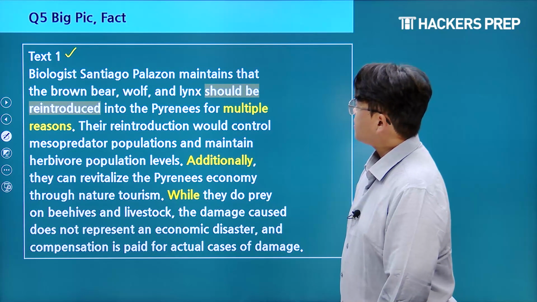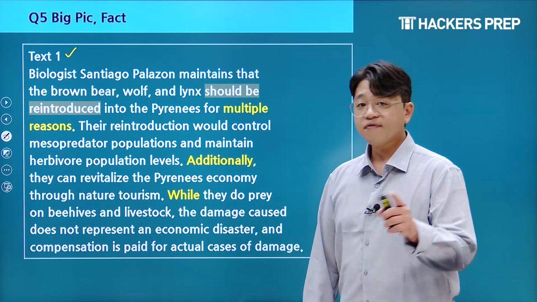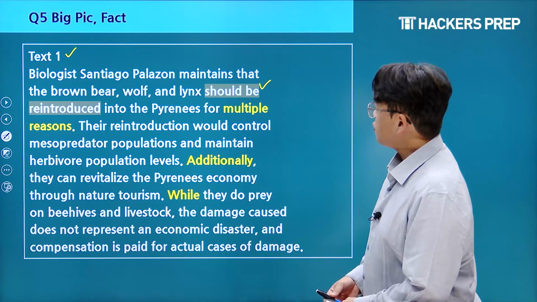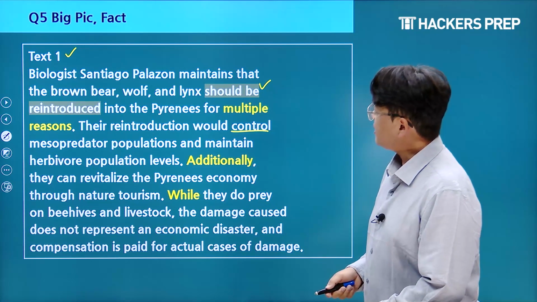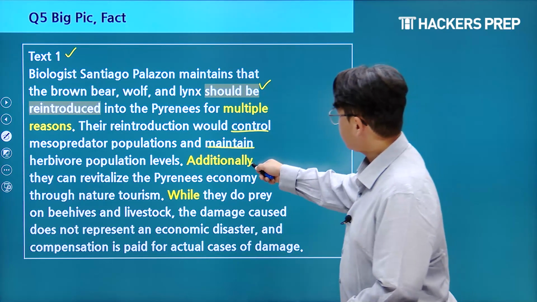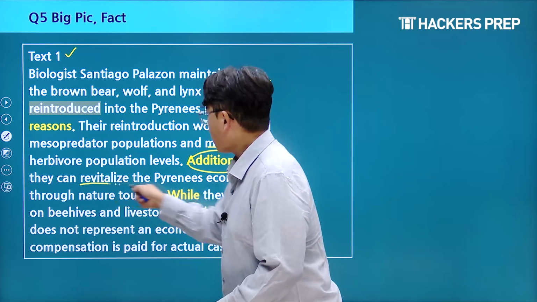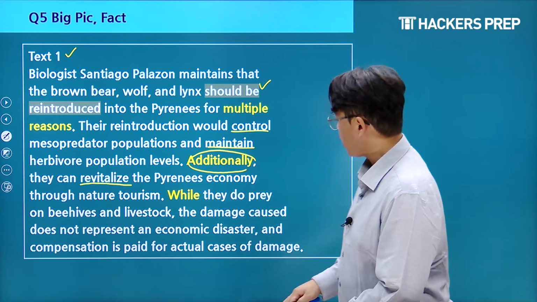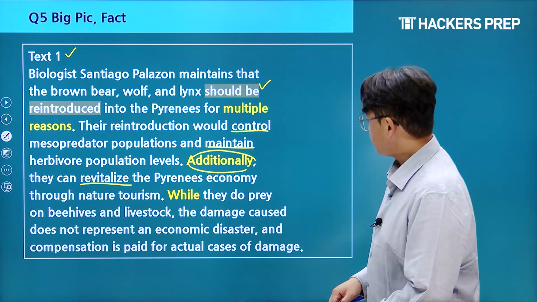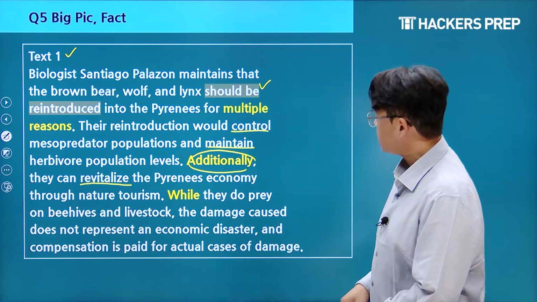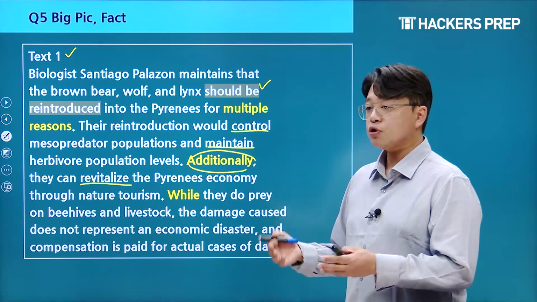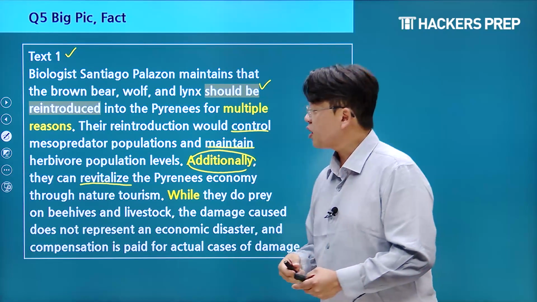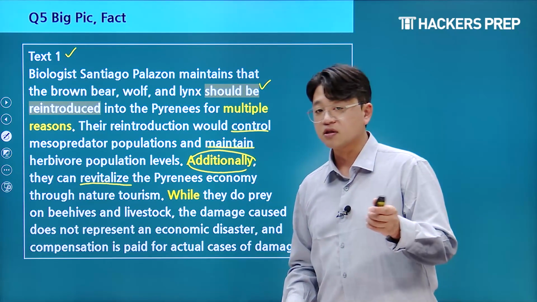Biologist Santiago P. maintains that the brown bear, wolf, and lynx should be reintroduced. So right off the bat, we can see what the view is. They should be reintroduced into the Pyrenees for multiple reasons. Their reintroduction would control mesopredator population and maintain herbivore population levels. Additionally, here's another reason: they can revitalize the Pyrenees economy through nature tourism. While they do prey on beehives and livestock, so they do cause some damage, the damage caused does not represent an economic disaster, and compensation is paid for actual cases of damages. So the brown bear, wolf, and lynx should be reintroduced because of the reasons provided. That's basically the viewpoint in text 1.